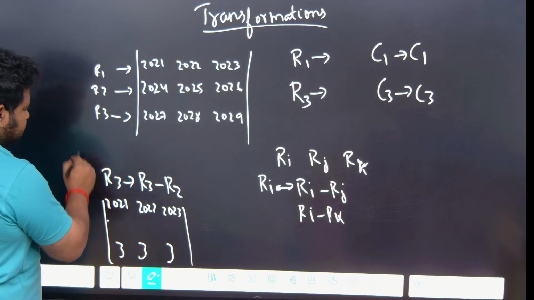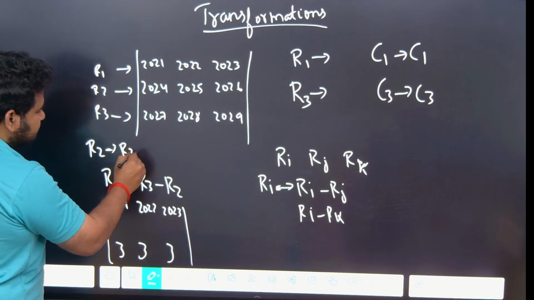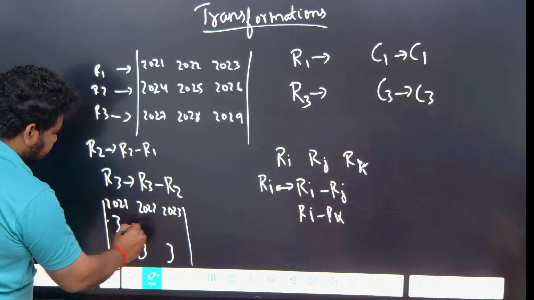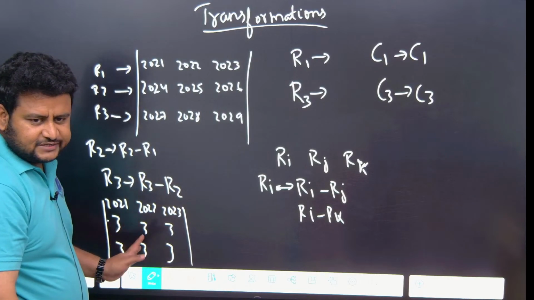Similarly for R2, I can write R2 minus R1. This will become 3 again, 3 again, 3 again. Now, what is the determinant of this? You can find it easily.